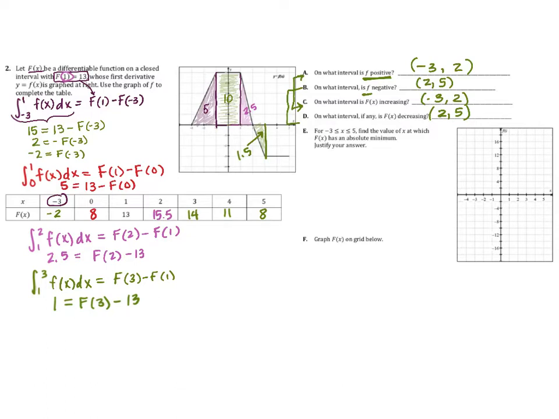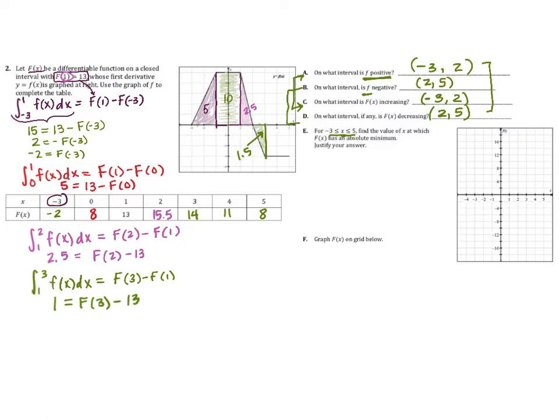Oh no, let's go back. For part 4, from -3 to 5, I'm looking at these intervals here and here from -3 to 5. Oh, I'm losing my mind. From -3 to 5, find the value of x at which F of x has an absolute minimum. So that's going to be the smallest value.